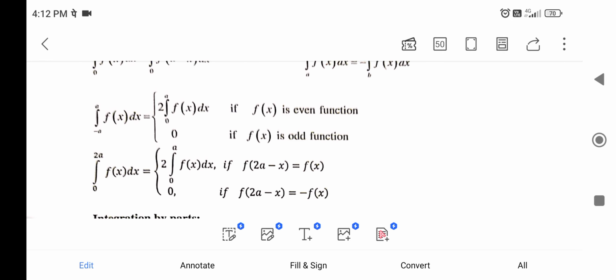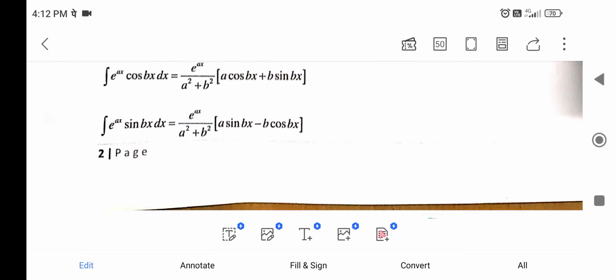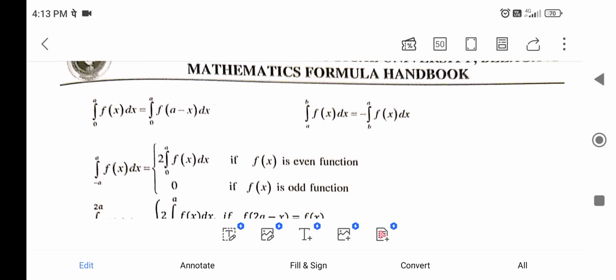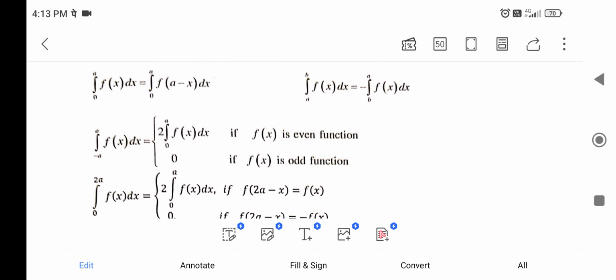And next are definite integrals with limits, limits applied from 0 to a. When you have 0 to a and the function is in a minus x, the limits 0 to a are as they are, but the function becomes a minus x. The question is not a minus x, but the answer is a minus x. And when you apply the minus, the limits change: upper becomes lower and lower becomes upper.